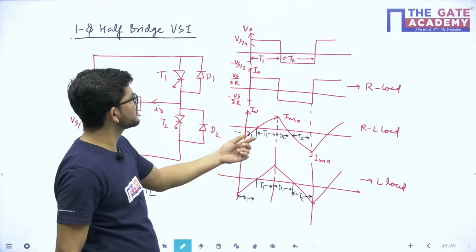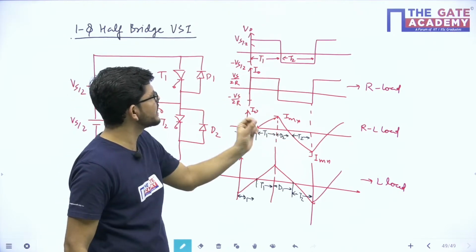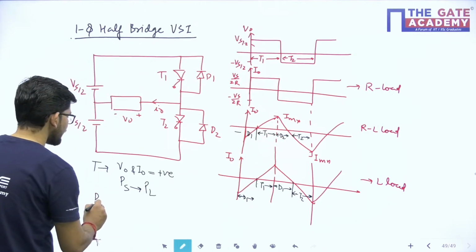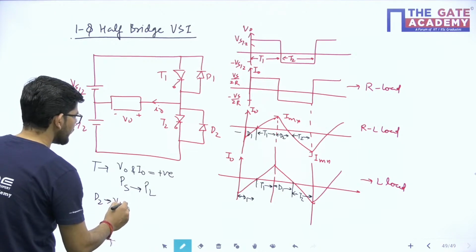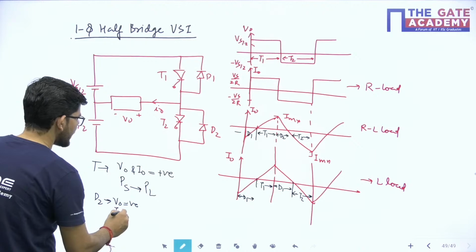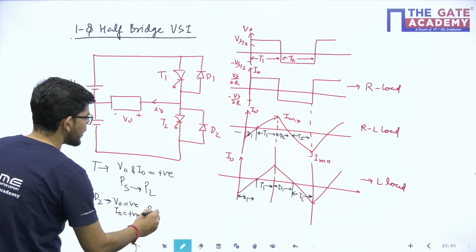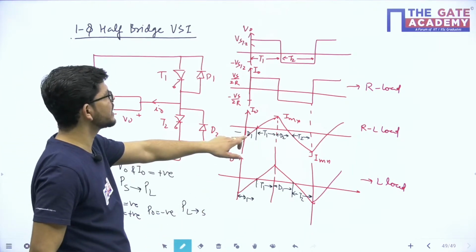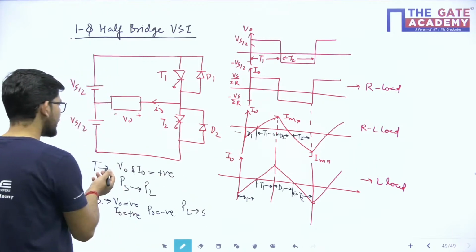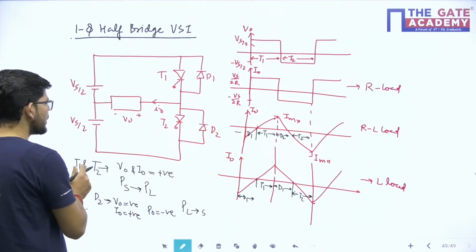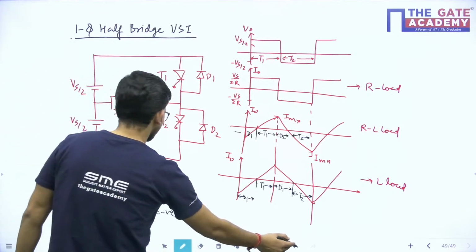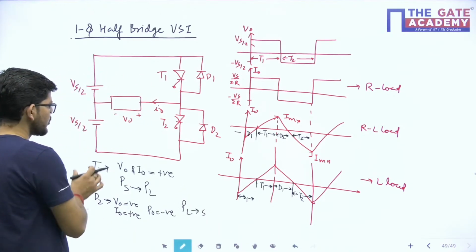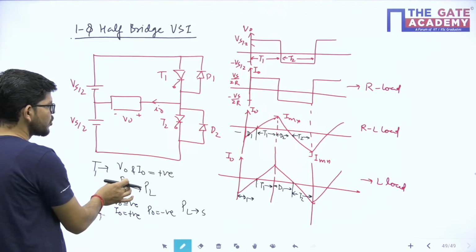see, when D2 is conducting, the voltage is negative but the current is positive. Okay, so when D2 is conducting, what happens? V0 is negative but current I0 is positive. So power will be negative, so power will flow from load to source. Similarly, when D1 is conducting, what will happen? I cannot generalize this particular thing. This is for T1, okay. So when T1 is conducting, V0 and I0 are positive, power flows from source to load.